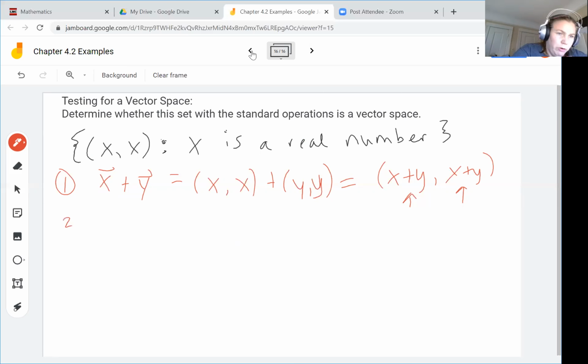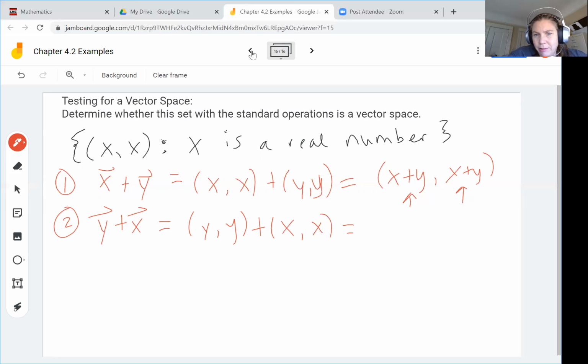Let's check the commutative property. I already did x plus y. Now if I do vector y plus vector x, then that's going to be (y, y) plus (x, x). So that's (y plus x, y plus x). But we know by the properties of real numbers, you can add in any order for these components. So property 2 is satisfied.